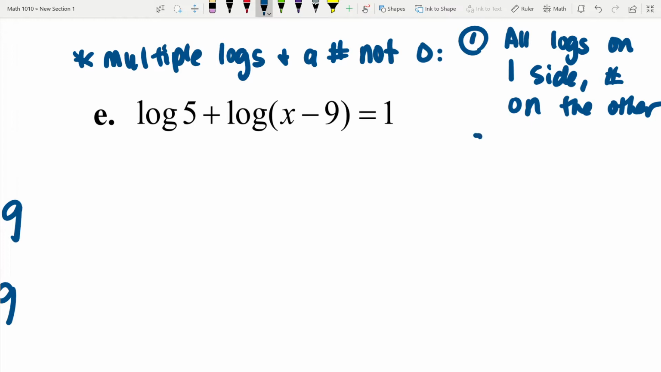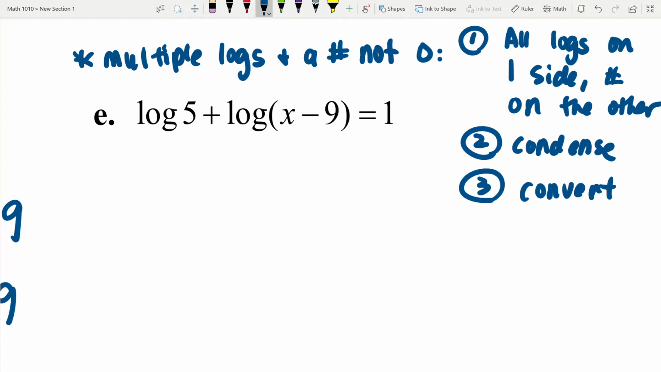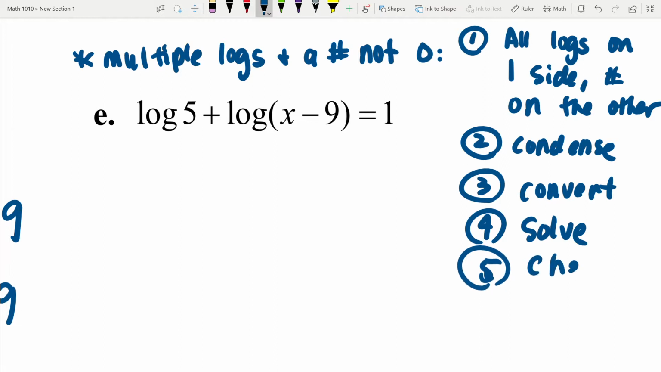Step number 2, does anybody have any idea what to do next? You're right. What's a different way you could say besides combine that everyone would understand? Condense. So let's write condense. Good, you guys. After you condense it, you're going to have the log of something equals a number. Then what do we do? You convert it, because you'll be stuck, okay? Convert it. Fourth thing is to solve it. And the final thing I have to do on this problem is to do what, everybody? To check it. Yeah, you guys are awesome.